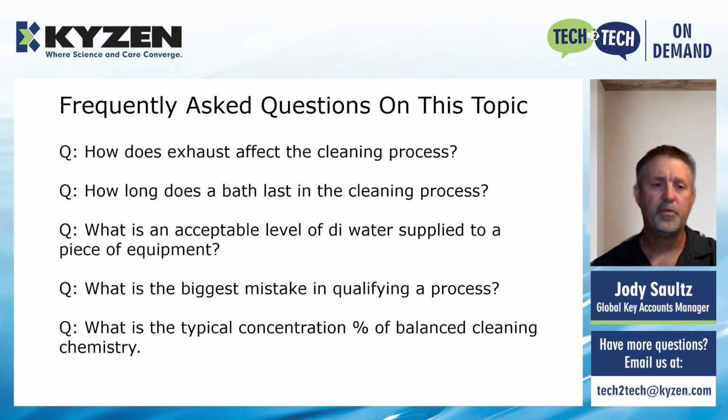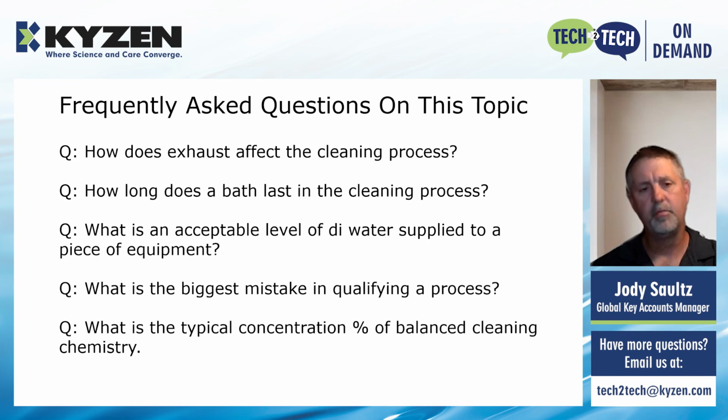Question 3: what's an acceptable level of DI water supplied to a piece of equipment? Typically, an inline machine is going to require 3 to 5 gallons a minute, and it is cleanable down to 2 megohm of water. So don't be afraid if you're getting around 4, 5, 6 to keep rinsing. You're still okay.